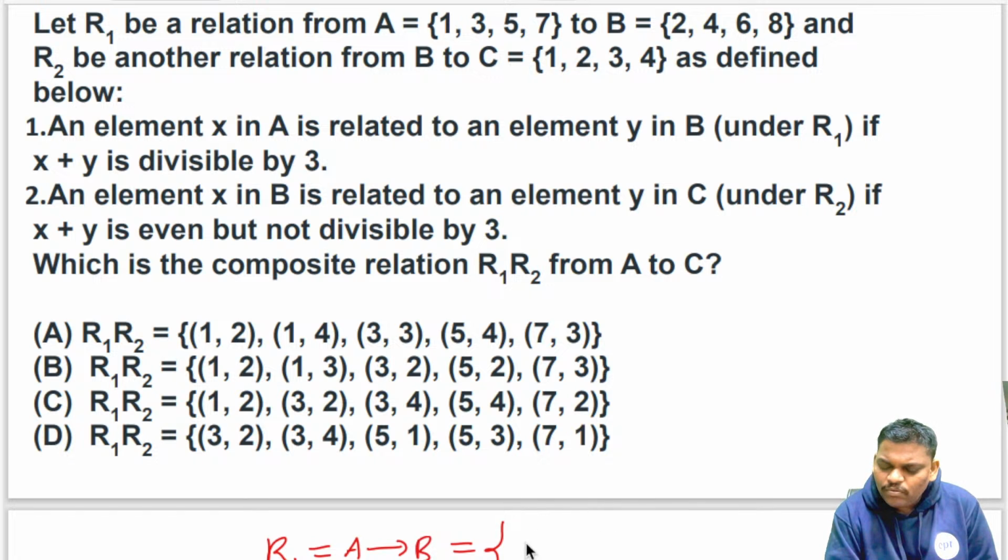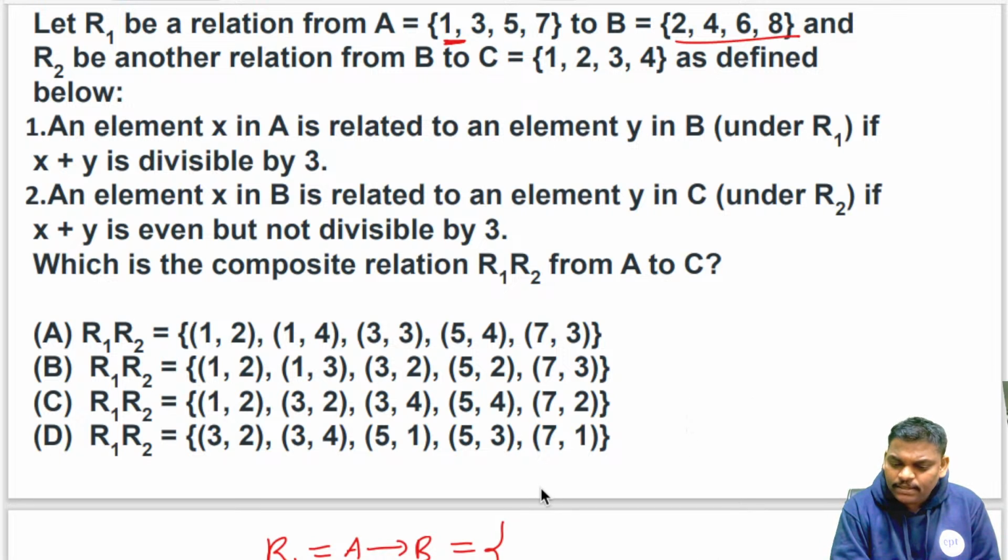So let's try with 1, and all of you try. x plus y is divisible by 3. So 1 plus 2, yes, divisible by 3. 1 plus 4, 5, no. 1 plus 6, 7, no. 1 plus 8, yes, divisible by 3.